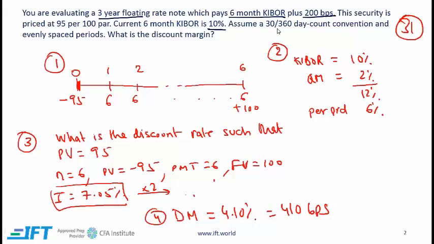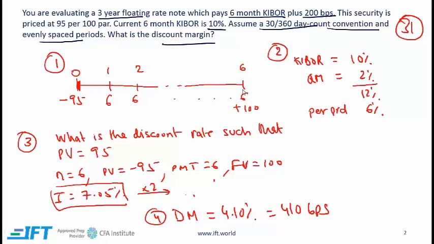Assume a 360-day count convention and evenly spaced periods. What is the discount margin? These are just standard assumptions that we are making for the valuation of floating rate notes. I'll walk you through a straightforward 4-step process to come up with the discount margin.